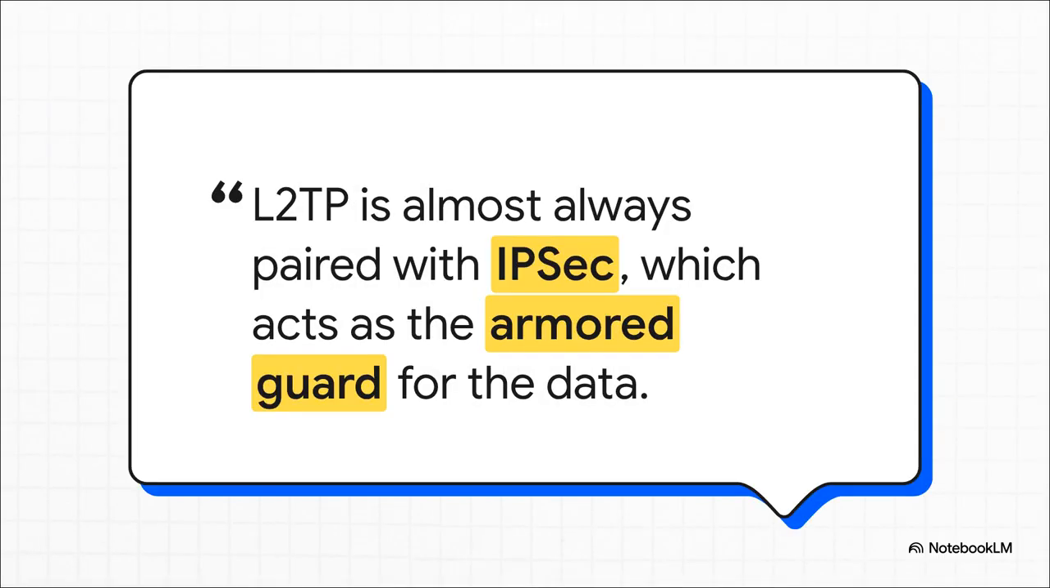And for that, it needs a partner in crime. L2TP is almost always paired up with another protocol called IPsec. Think of it this way. If L2TP builds the tunnel, IPsec is the armored guard inside that tunnel, encrypting every single packet and making sure that even if someone could peek inside, all they'd see is gibberish. They are a true security power duo.